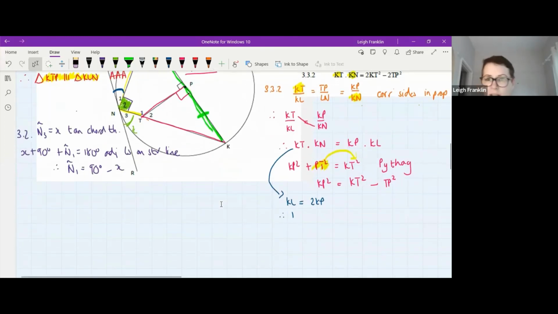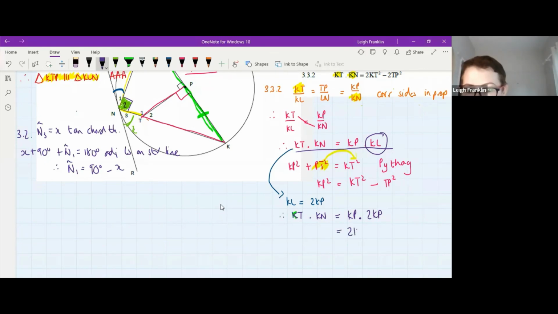So what this means for us, coming from this line where I've written over here, is that KT times KN, I'm subbing into this that I've discovered. I know that KL is 2 KP, so that's going to be KP times 2 KP. In other words, I'm subbing in place of this. So KL is equal to 2 of KP, which means that KT times KN is equal to 2 KP squared.